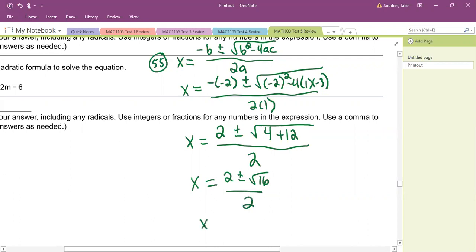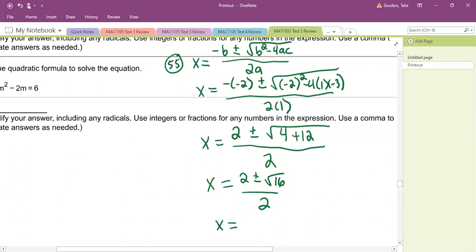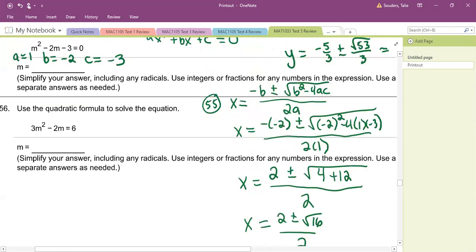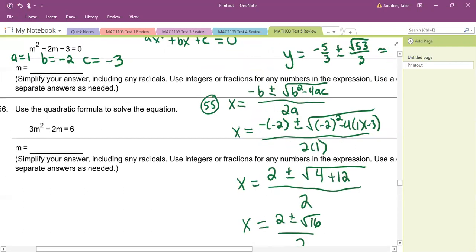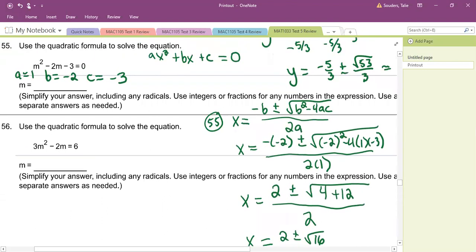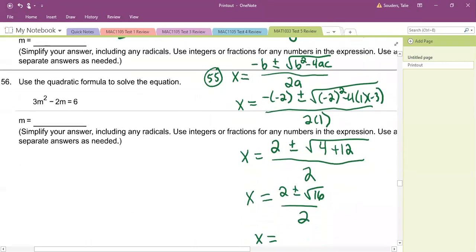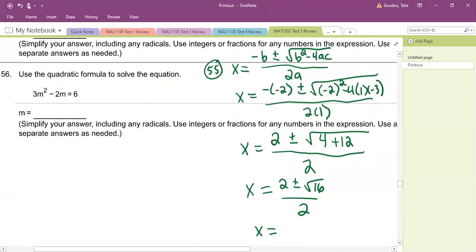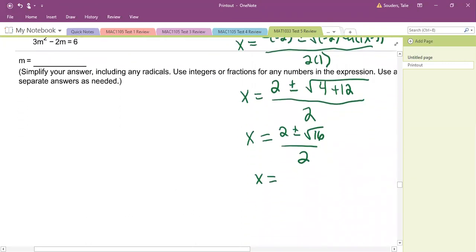Isn't the denominator 2 times a? Yes. Did I mess something up? Isn't a 3? I think A was 1. Oh, am I looking at the wrong problem? Yeah, we haven't done 56 yet. My bad. We're still doing 55. You're fine. Okay. We'll do 56 next, but we're still doing 55.